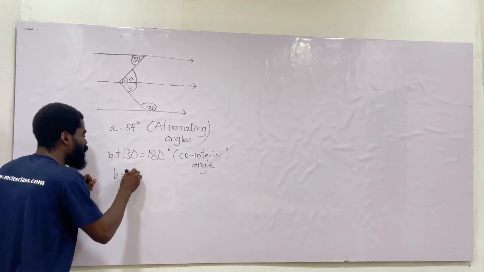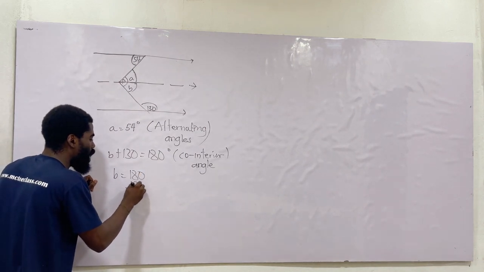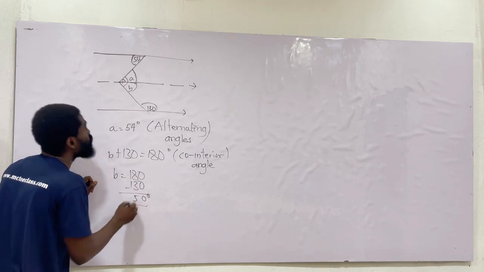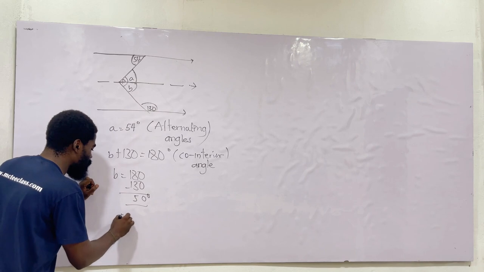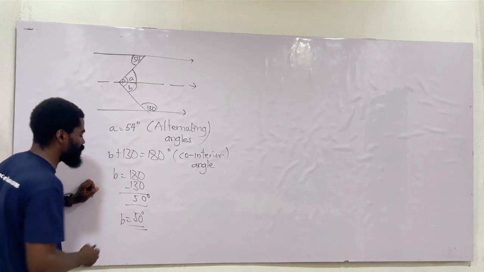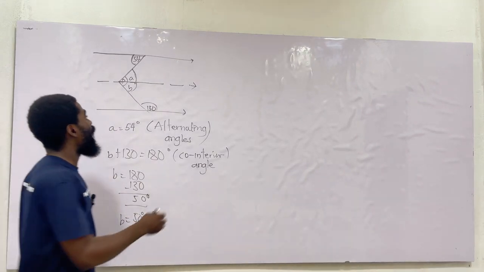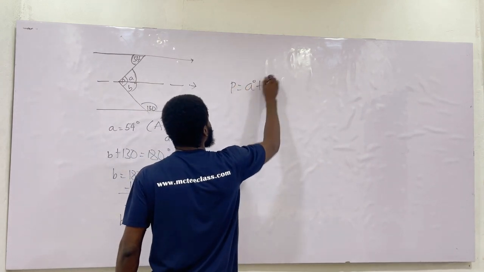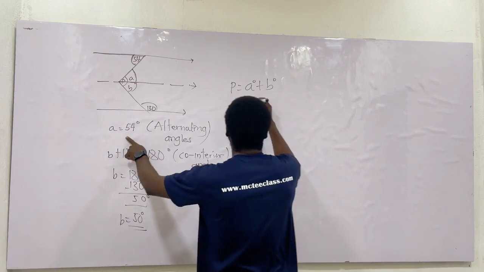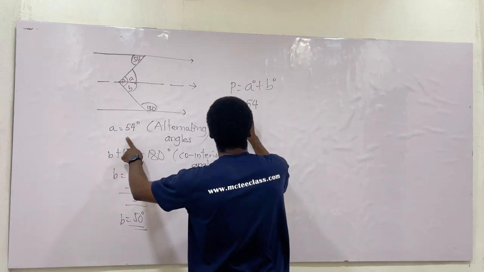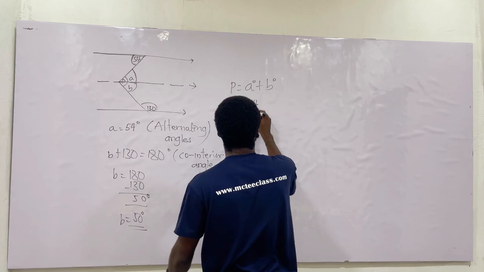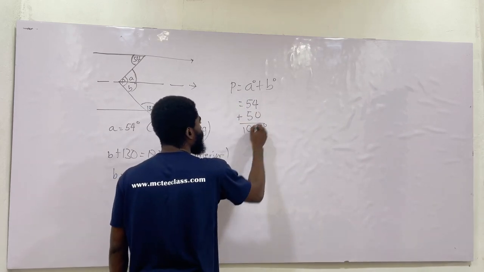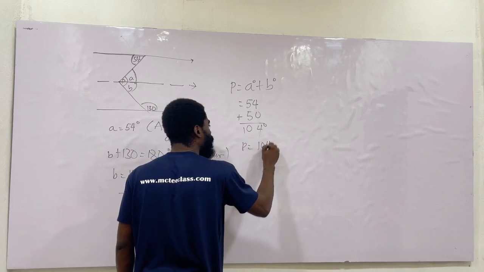So this will give me 180 minus 130, which gives me 50 degrees. So now I have B equals 50 degrees. Now that I have B equals 50 degrees, I know that P will be equal to the angle A plus the angle B. Angle A was very easy. That is 54, plus angle B, which is 50 degrees. When I sum this, I get P equals 104 degrees.